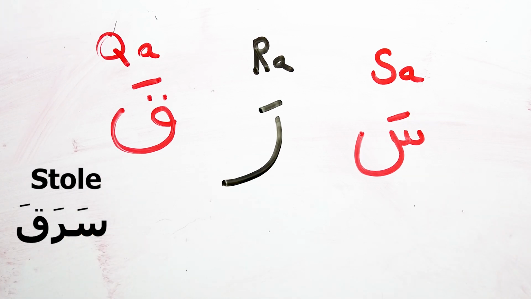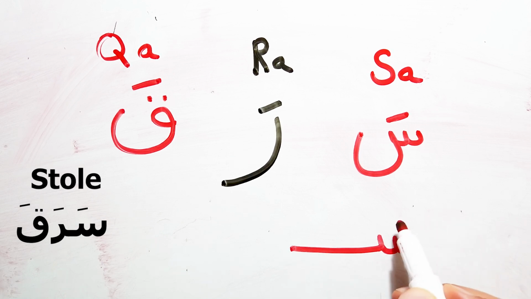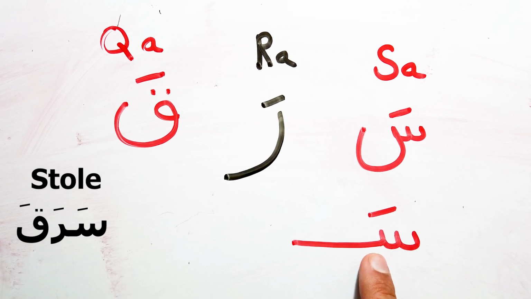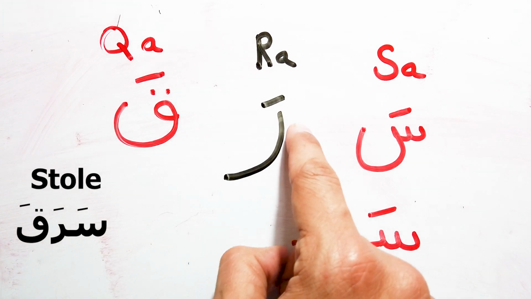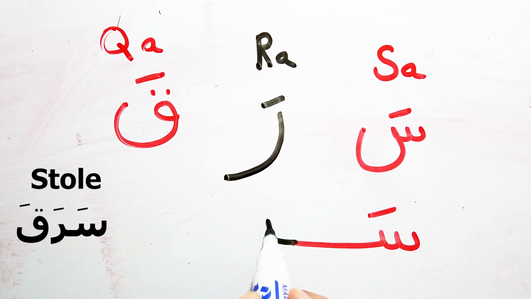Okay, let's connect them. I'm gonna connect sa to ra. So the shape of sa is different when it comes in the beginning of the word. This is sa in the beginning of the word. It looks like this. Why? Because it's gonna connect to ra. So I go like this. It doesn't have this round shape now. And now I have to add a line here. And then let's write ra like this. Ra. Let's read together. Se, ra.